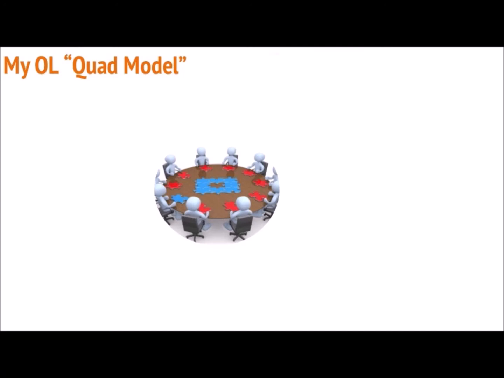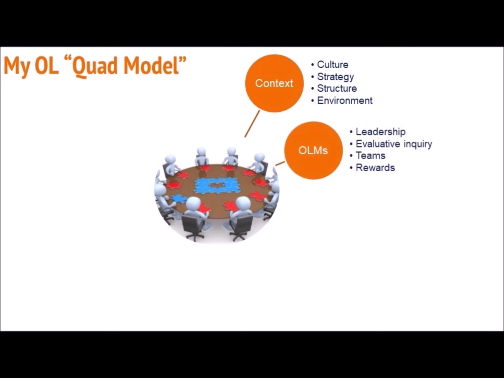At the center of the OL Quad model is a representation of the members of the organization seated at a round table, suggestive of the participation and collaboration required by its members. The first factor is context, which is further broken down into the factors that affect the probability that learning will occur. These are a corporate culture conducive to learning, strategy that allows flexibility, an organizational structure that allows both innovativeness and new insights, and the environment. The second factor is made up of OLMs, which consists of leadership, evaluative inquiry, teams, and rewards. The leadership OLM builds character and structure and promotes evaluative inquiry, encouraging employees to question the status quo for the greater good of the enterprise.